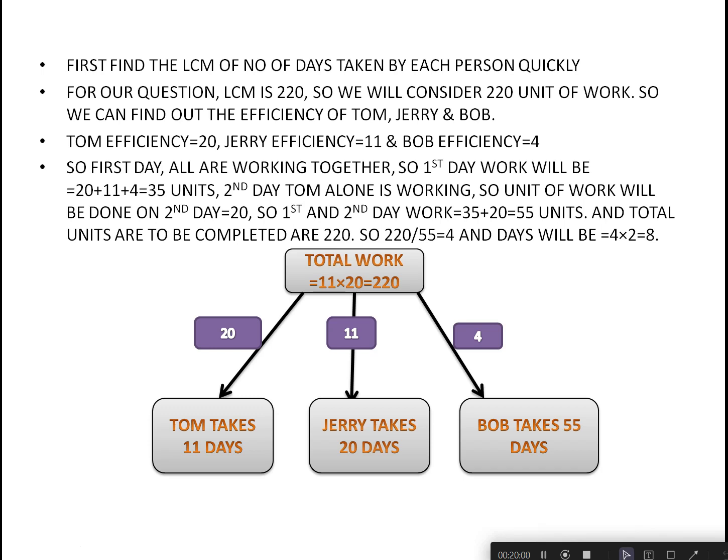So in the 2 days, how many units of work will they do? They will do 35 plus 20 units of work. That will be 55 units. And the total units of work to be completed is 220. So if 220 is divided by 55, we will get 4 pairs of 2 days. Means 4 pairs of days. So the total number of days taken will be 4 into 2, 8 days. So they will take 8 days to finish this work.